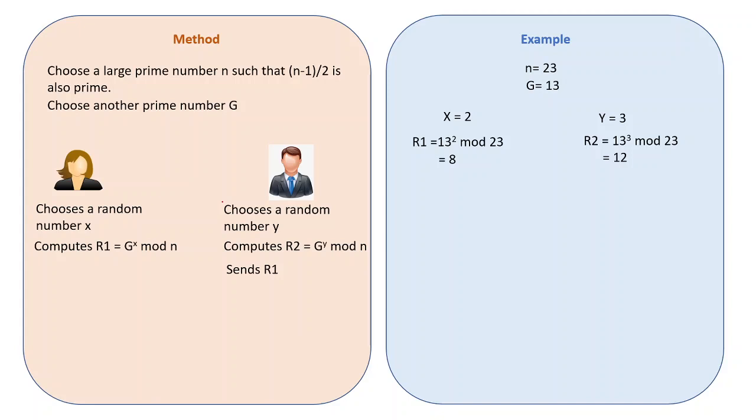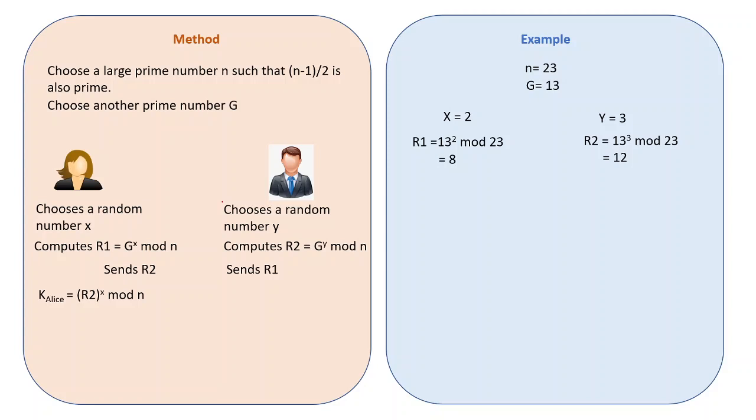One point to be noted is that Alice does not divulge the value of x. She just sends the value R1 to Bob. Similarly, Bob also sends the value of R2 to Alice, and y is kept secret from Alice. Next, Alice computes her key as R2 to the power x mod n. Here, the key of Alice has been shown as K Alice.